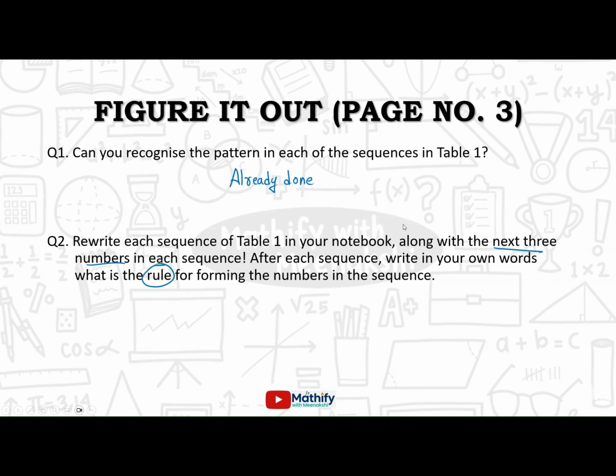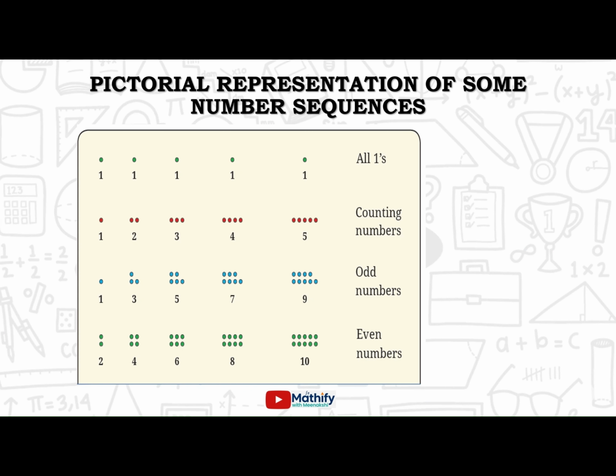Now let's move to the pictorial representation of these sequences. So first, all ones. Here you can see that we simply draw one circle because it's all ones. For counting numbers, we are adding circles. Like first it was 1, then 2, then 3, then 4, then 5. So next will be 6. Yes, here it's the same 1.